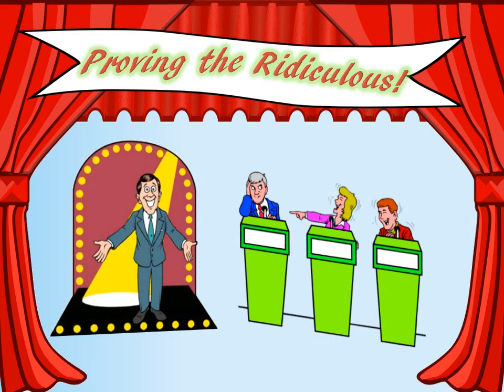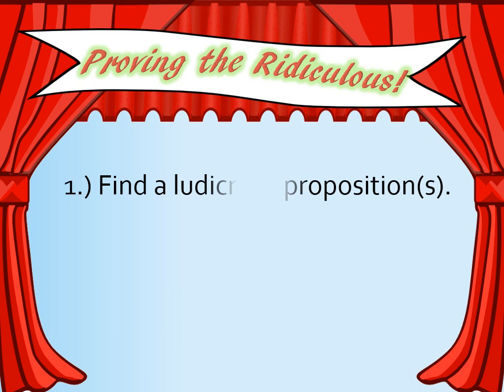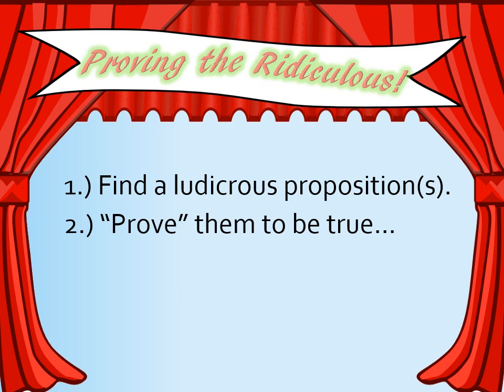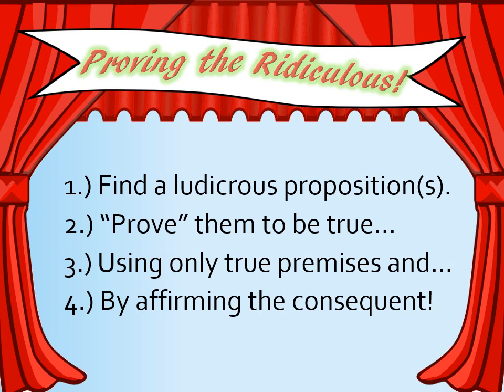I like to do a little exercise called proving the ridiculous. This is a lot of fun. There is nothing so ridiculous that you cannot derive it from all true premises if you're allowed to get away with affirming the consequent. And that's a pretty good demonstration of the fact that affirming the consequent is a very bad form of inference. So I challenge you to find a ludicrous proposition and then prove it, quote unquote, to be true using all true premises and by affirming the consequent. It's amazing how often you can do this.